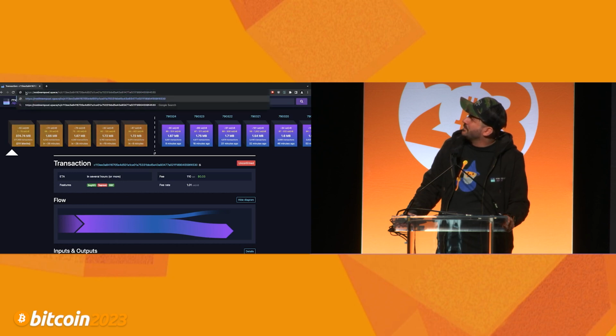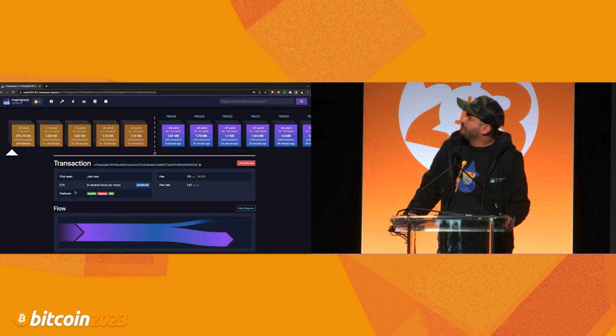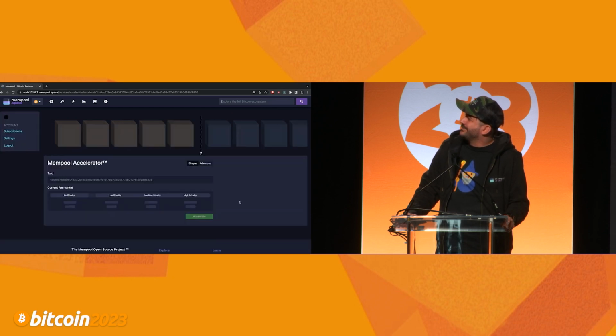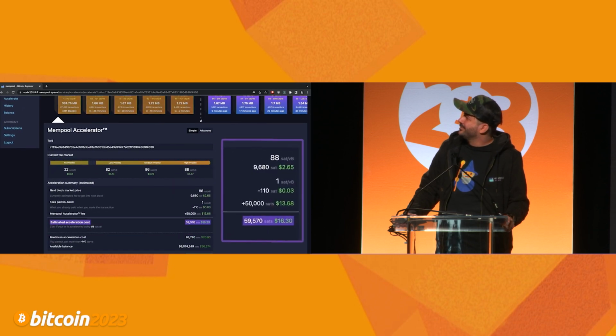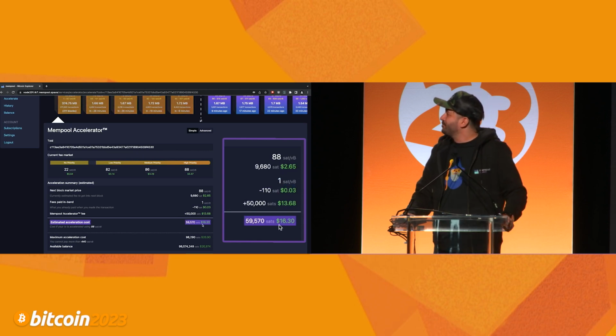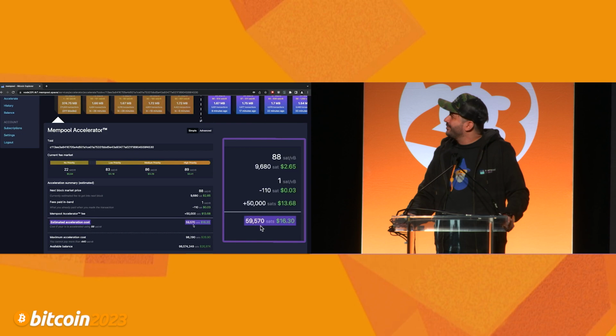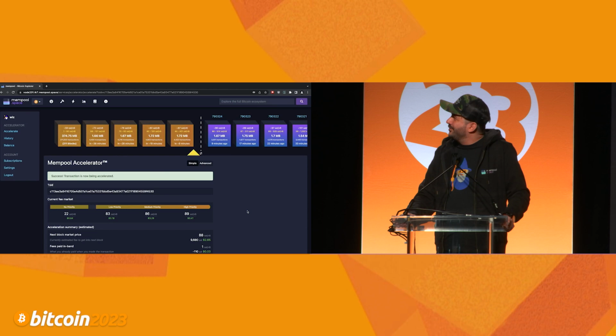So let's go to our secret development server and look up that transaction. On our development server here, we have this cool accelerate button, and it takes you to the mempool accelerator. So if you're logged in and you have sats in your account, you can see the next block fee is currently 88 sats per vbyte, but you only paid 1 because you're Catan. Of course, you only paid 1, and it's going to cost you a little bit to accelerate it. So let's go ahead and accelerate. Wow, your transaction is being accelerated.